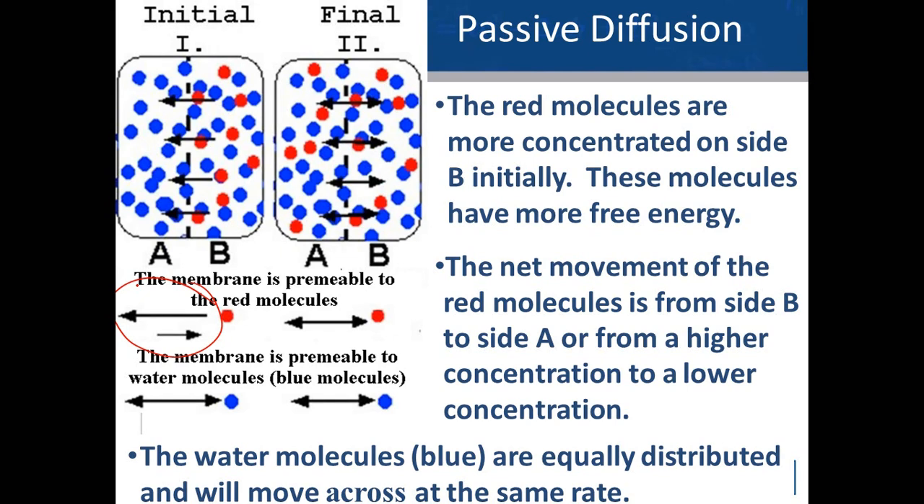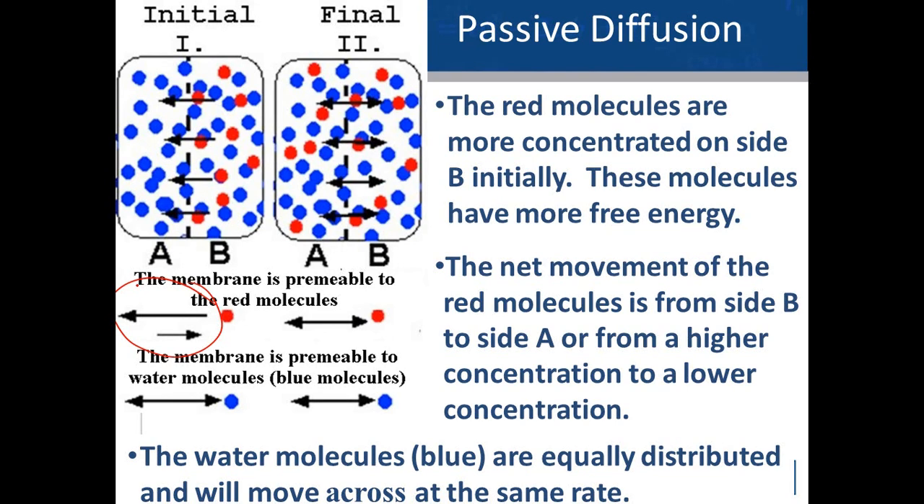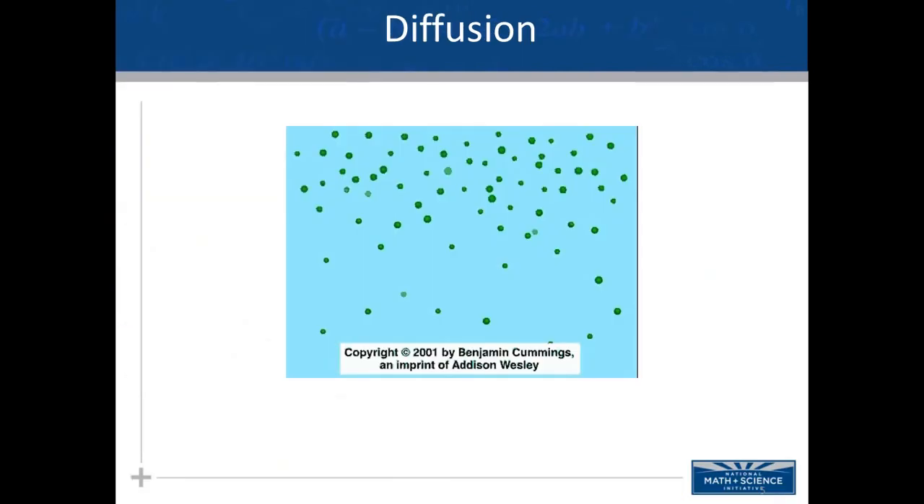So this is passive diffusion, and remember the key points to this are that the molecules are indeed permeable, the membrane is permeable to those molecules. And the molecules are going to move from an area of higher concentration or an area of more free energy to an area of lower concentration or lower free energy. So we're going to look at this little video that talks about passive diffusion, or diffusion in general.